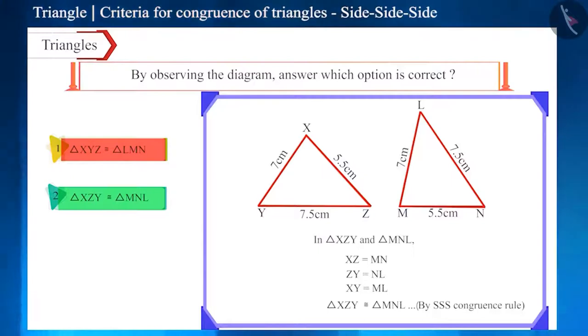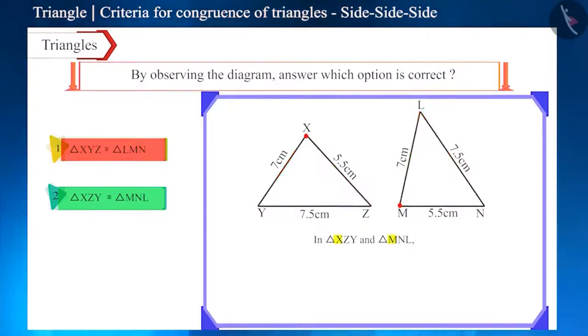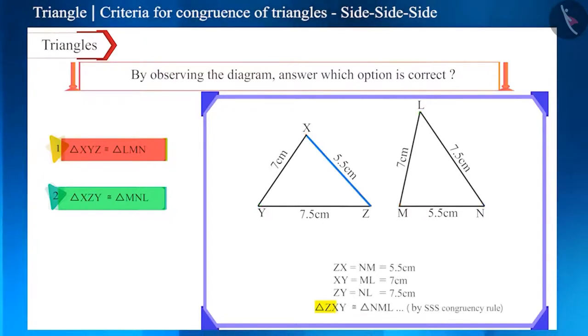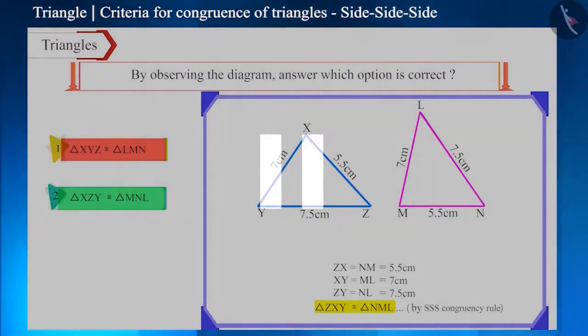Look carefully. The vertices of these two triangles have one-to-one correspondence, according to which these triangles are congruent. We can write similar names for these triangles, which we can call congruent. For example, triangle ZXY is congruent to triangle NML. We can write more names like this. You may pause the video and try to write more names.